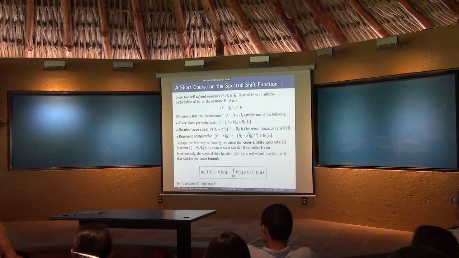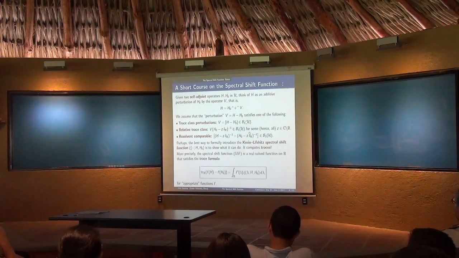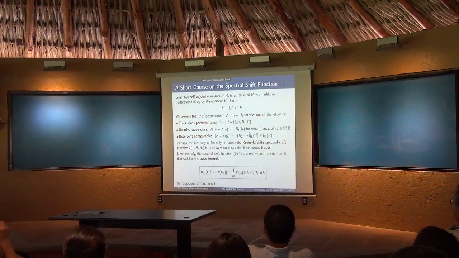So the simplest situation by far is what Krein at first started after Lifshitz, namely that the difference of H and H0 is a trace class operator. So in other words, H is H0 plus a trace class operator. That's by far the simplest situation.